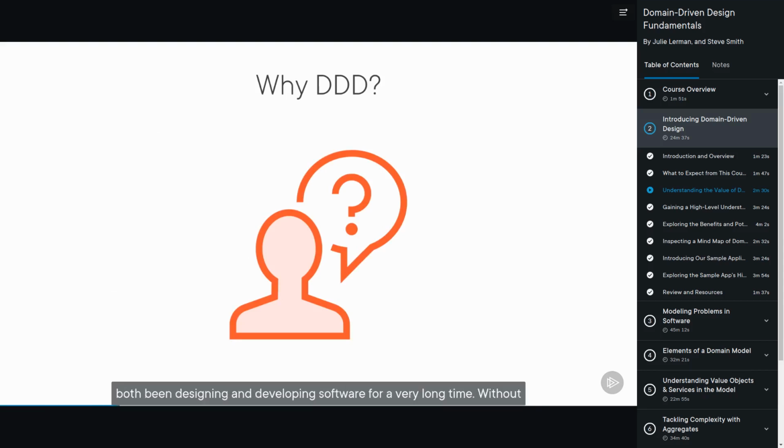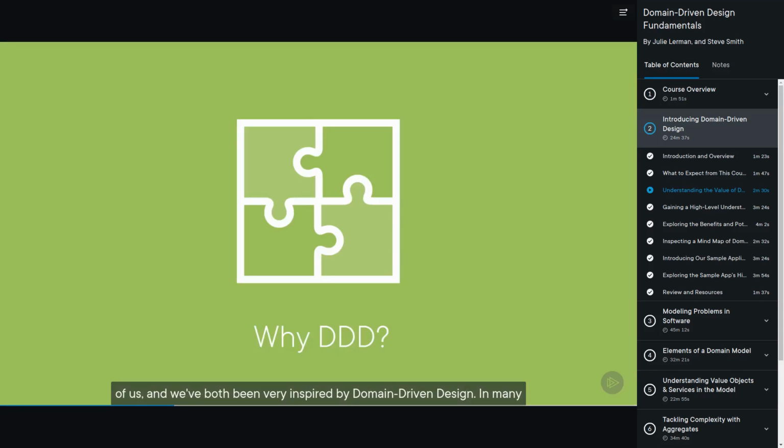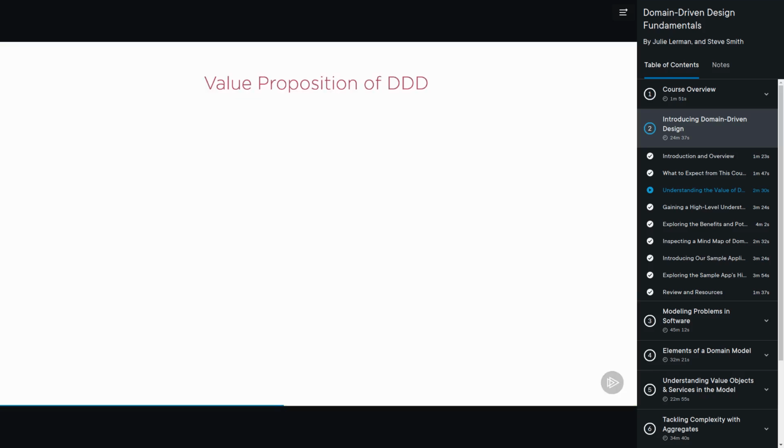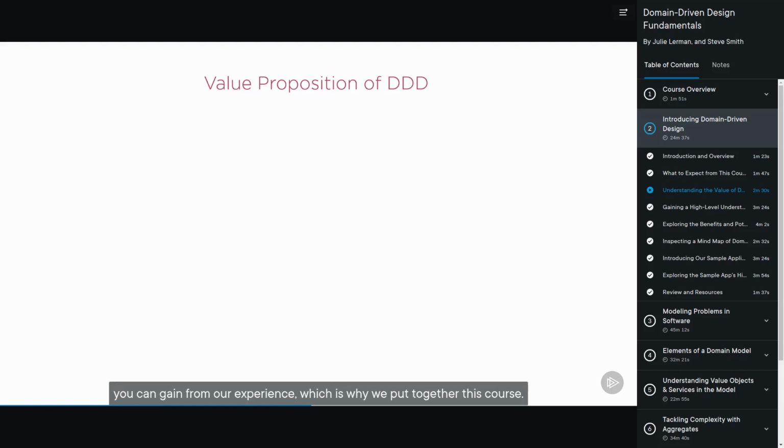Steve and I have both been designing and developing software for a very long time. Without giving away our ages, we've got over 40 years of experience between the two of us. And we've both been very inspired by domain-driven design. In many ways, it aligns very naturally with ideas that we've each come to from our own experience. It also takes these ideas and lays them out in a way that's not only illuminating, but it's repeatable. When Eric Evans wrote his book, his goal was to understand what was behind the successes he had achieved with large-scale, complex software projects, and what were the patterns. That's what he laid out in the book. This is why we care about DDD, and we hope that you can gain from our experience, which is why we put together this course.